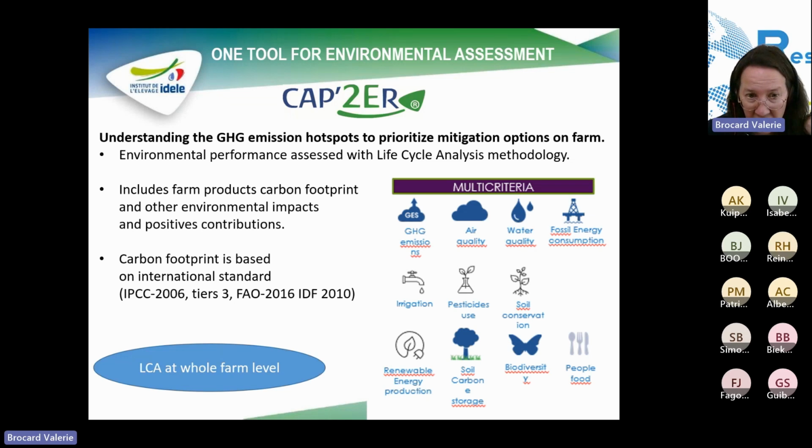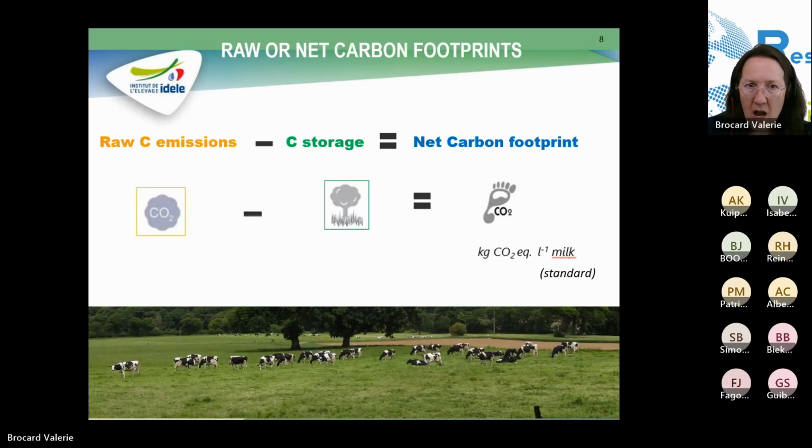Of course, it's based on international standards, and it's regularly updated when these standards are evolving. It's calculating the raw carbon emissions, but also estimating the carbon storage to estimate the net carbon footprint, which is expressed per kilogram of CO2 equivalent per liter of standardized milk produced by the cows.